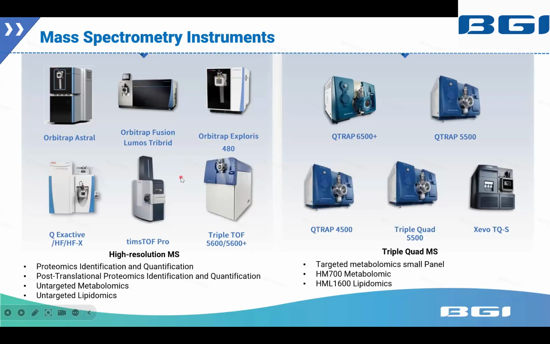In our high-resolution MS platform, we have Orbitrap series instruments such as the Astral, as well as the Time12 and the QE HF series platforms. The high-resolution MS platform is mainly used for untargeted MS technology, like proteomics identification and quantification, and we also use it for post-translational modification proteomics identification and quantification. Our triple quadrupole MS platform mainly uses the QTRAP series instruments to meet the needs of targeted MS projects.